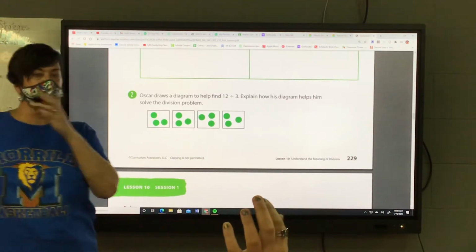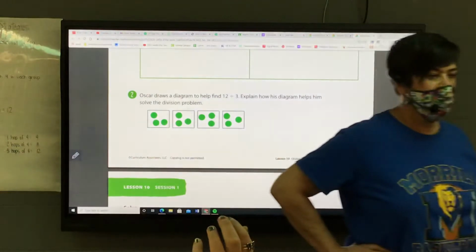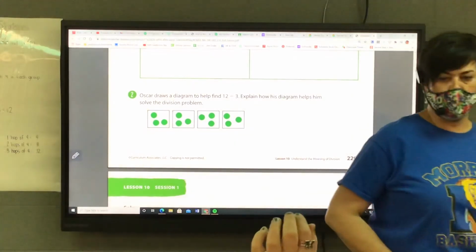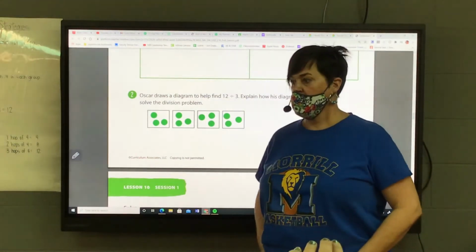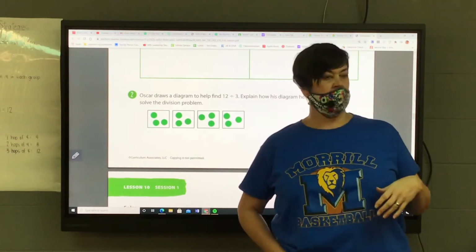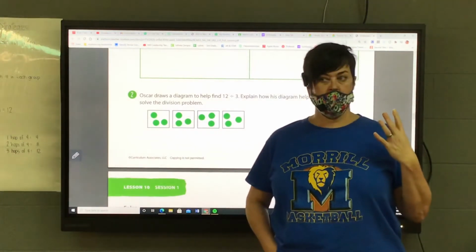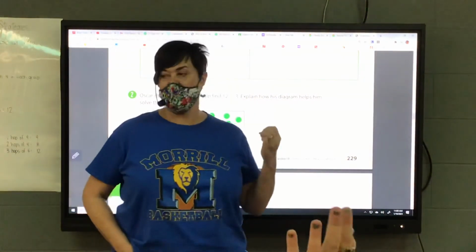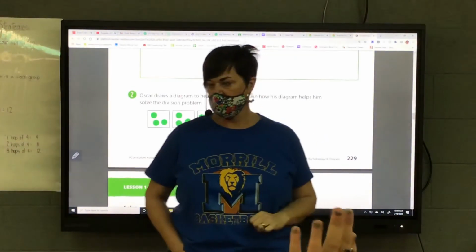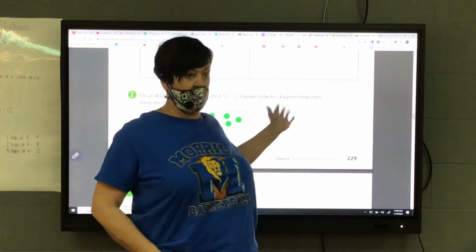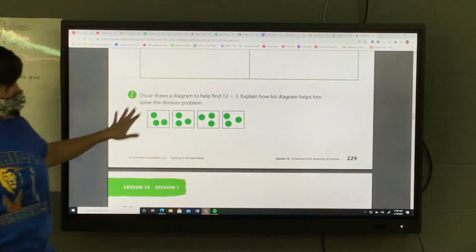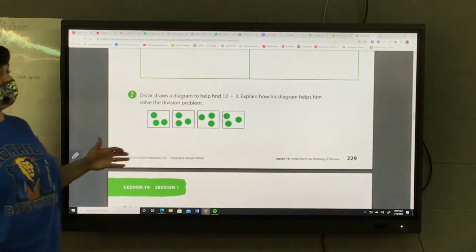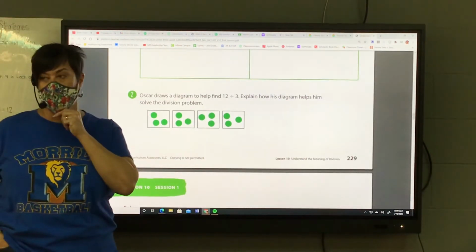Jenny, can you help them out nice and loud, please? We made 4 groups and 3 in each group. Do you agree with Jenny? Yes. He drew how many groups? 4. He drew 4 groups and he put 3 in each group. That's probably good enough, right? Because is that what he did to help him figure out how to solve that? So if you didn't have that written down, hopefully you have it now.